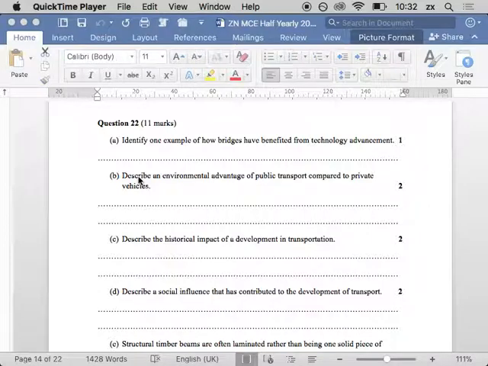Cantilevers. Cantilever bridges. Okay, that's a different design technology. Aside from cantilevers, someone else give me another one. Arch bridges. Great. Arches are good because you can use stone. What's the advantage of stone? Good in compression. Yeah, it's good in compression, but also it's really durable.